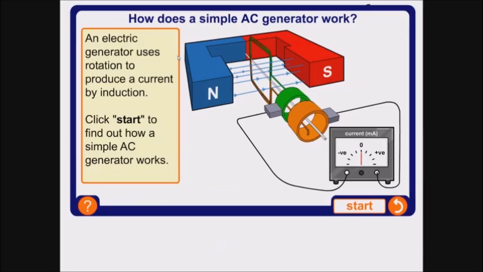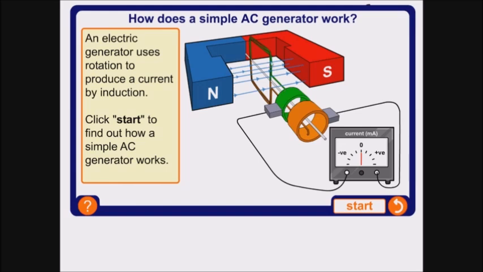Okay, so first up, let's look at a really straightforward animation of how a simple AC generator works. At first look, you might think this looks very much like the motor that we've already looked at, and that's because it is, really. It's exactly like the motor. But rather than the motor being turned by an electric current, we're going to provide the movement and see if we can generate an electric current.